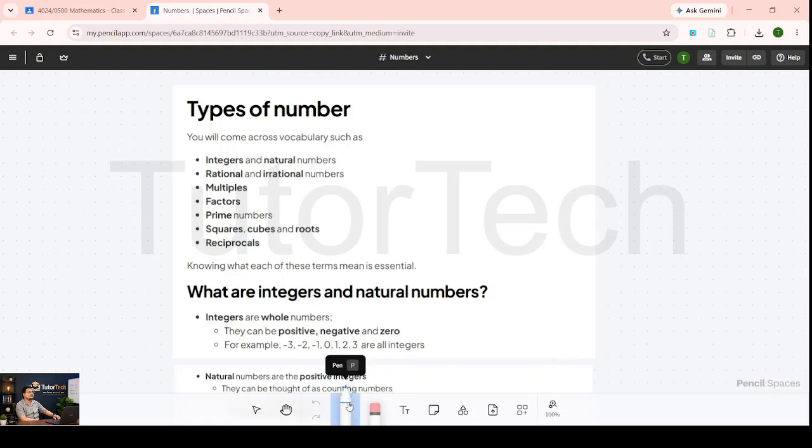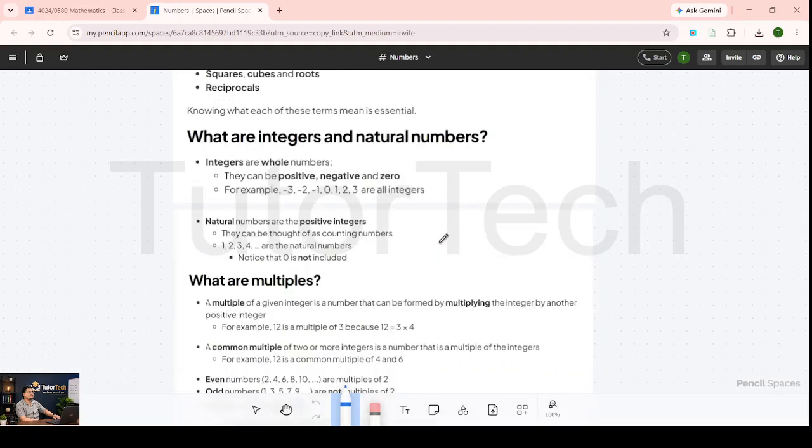So, the learning outcome for this topic is we will introduce what are integers and natural numbers, and what are rational and irrational numbers, what are multiples, factors, prime numbers, square numbers, cubes and roots, and also reciprocals. So let's get started with the first learning outcome, which is what are integers and natural numbers.